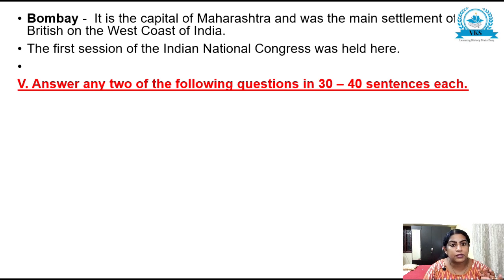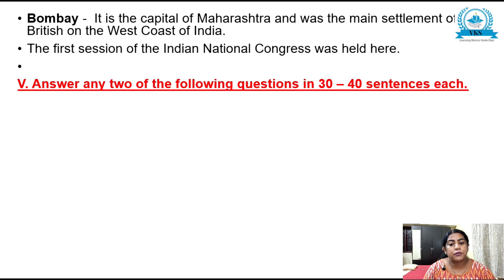So mark the places neatly on the outline map. Outline map will be provided, and then the explanatory notes you can write in the answer sheet with the proper question number, place name and explanatory notes. So this is how you get full 10 marks for the map question.